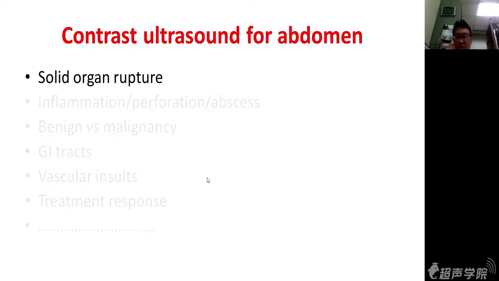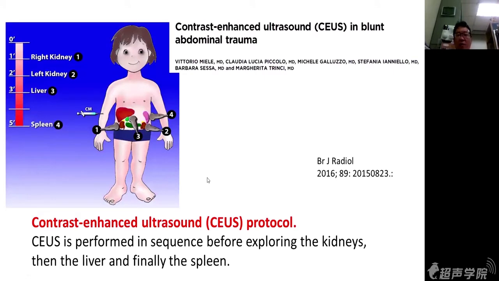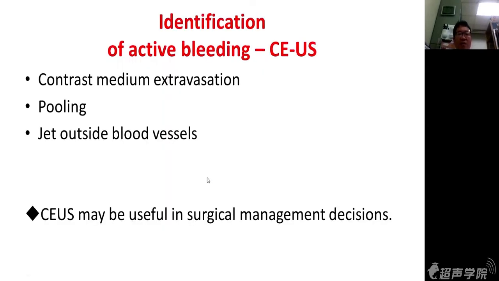First of all, I talk about solid organ rupture. There is a publication showing the contrast-enhanced ultrasound protocol for blunt abdominal trauma and solid organ rupture. The sequence of scanning is kidney, then liver, and the spleen. We have to identify active bleeding from the solid organ rupture. First, we see contrast medium extravasation and pooling of contrast in the abdomen, and sometimes we can see a blood jet outside the blood vessel. This is very useful in surgical management decisions.